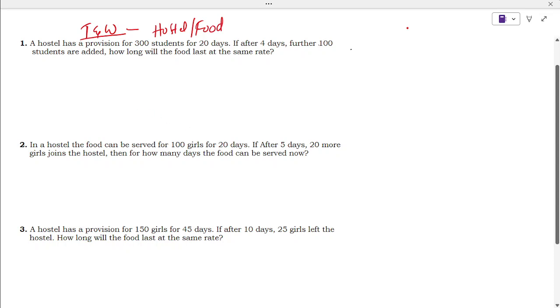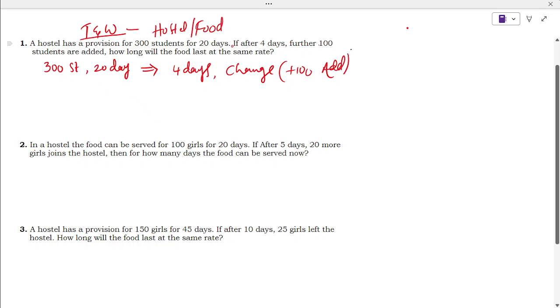So my first question is: a hostel has a provision for 300 students for 20 days. If after 4 days further 100 students are added, how long will the food last at the same rate? So it has given one condition. In a hostel there are 300 students, and for them the food will be provided for 20 days. But after 4 days, there will be a change in the hostel. That is, 100 students are being added to the present group.